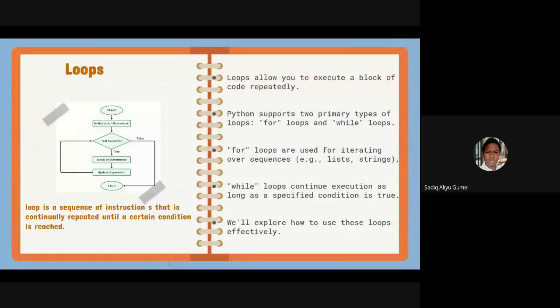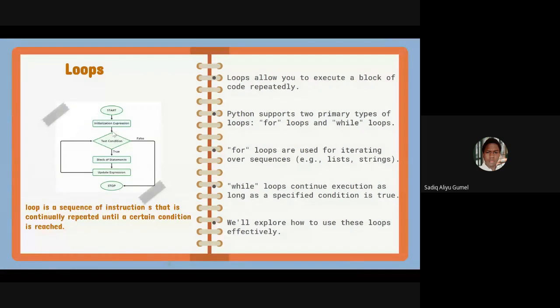Then we move into loops. Loops allow you to execute a block of code repeatedly or iteratively. Imagine you have something that you need to do 100 times in your code. Instead of writing the code and copying and pasting it 100 times, a loop will save your time and execute that code with the conditions that you declare, and it will stop when that condition is met.